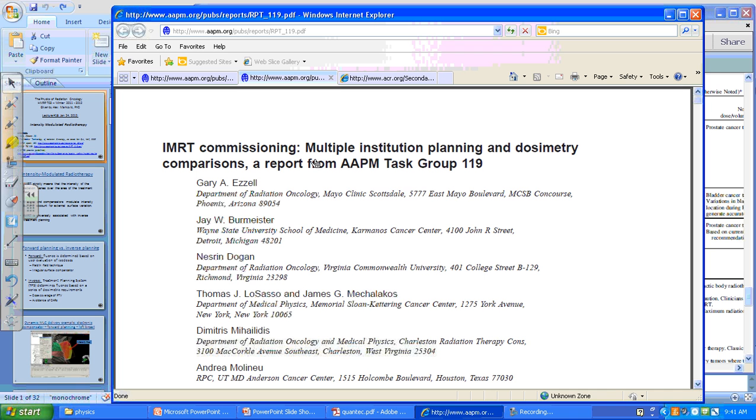The next document is one where they looked at IMRT commissioning, multiple institution planning and dosimetry comparisons, a report from APM TG119. So what they did is they sent out a survey to multiple institutions, and they asked them to submit plans, and then they compared their passing rates. You know the IMRT QA passing rates, you guys have done those, right? IMRT QAs. So they submitted their passing rates over several sites, prostate, head and neck, etc. So I'll talk about that in today's lecture as well.